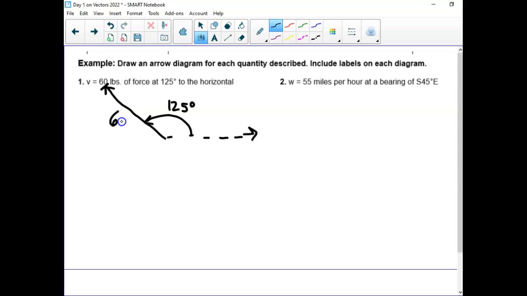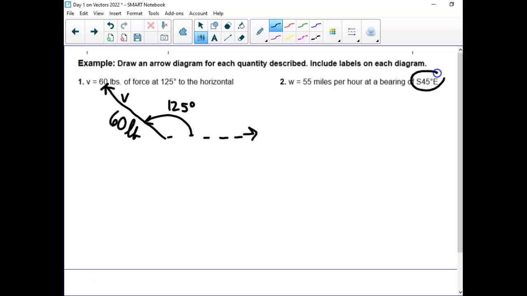And we're going to label this 60 pounds. And that's it. Okay, 60 pounds, 125 degrees. We're going to come back and do something more to this in a minute. Oh, and we could label it V somewhere, but I'm not going to be picky about that. 55 miles an hour at a bearing of.